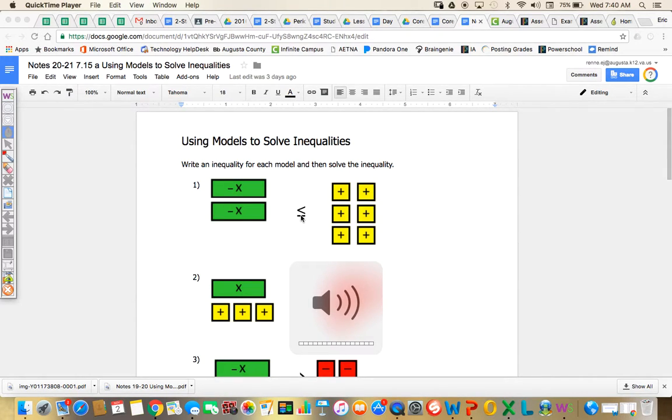Hey there. Welcome to my notes on using models to solve inequalities. So, our directions here state: write an inequality for each model and then solve the inequality.